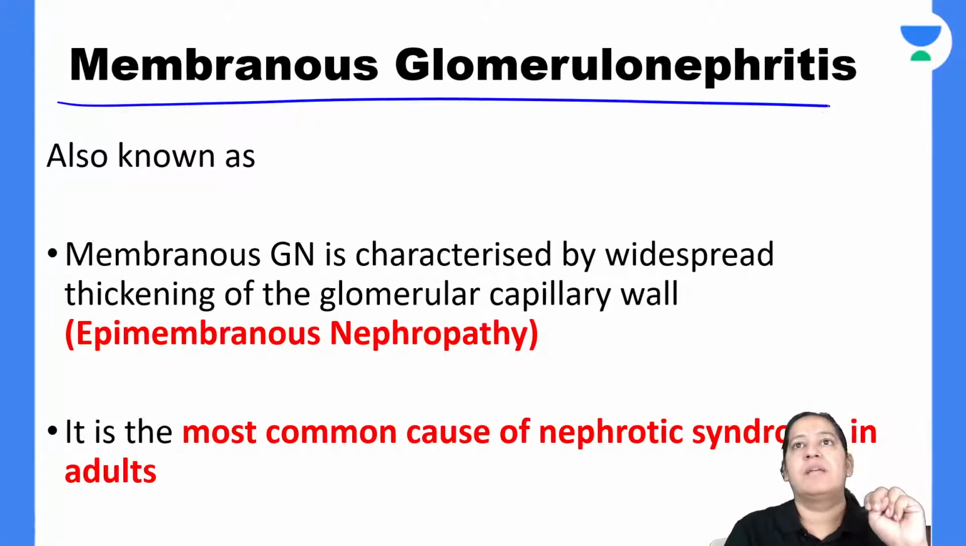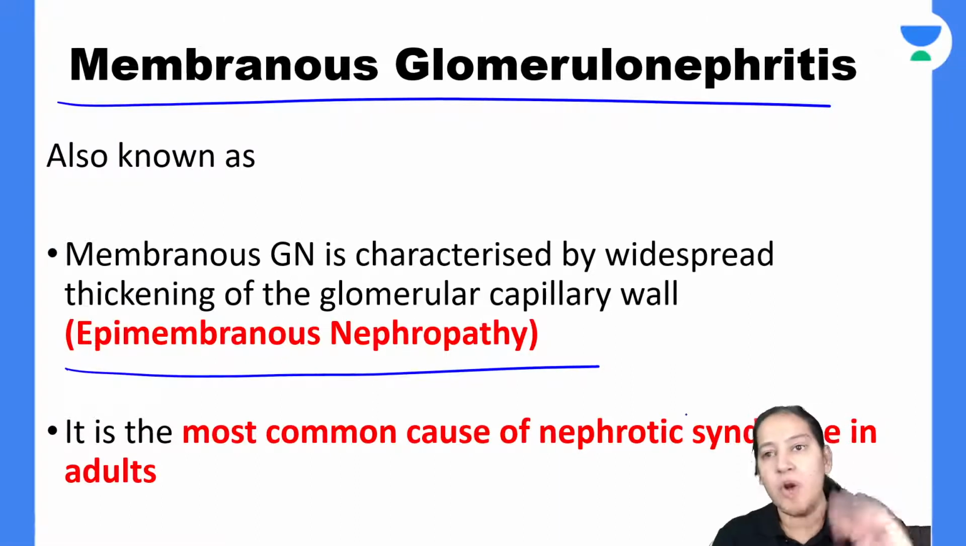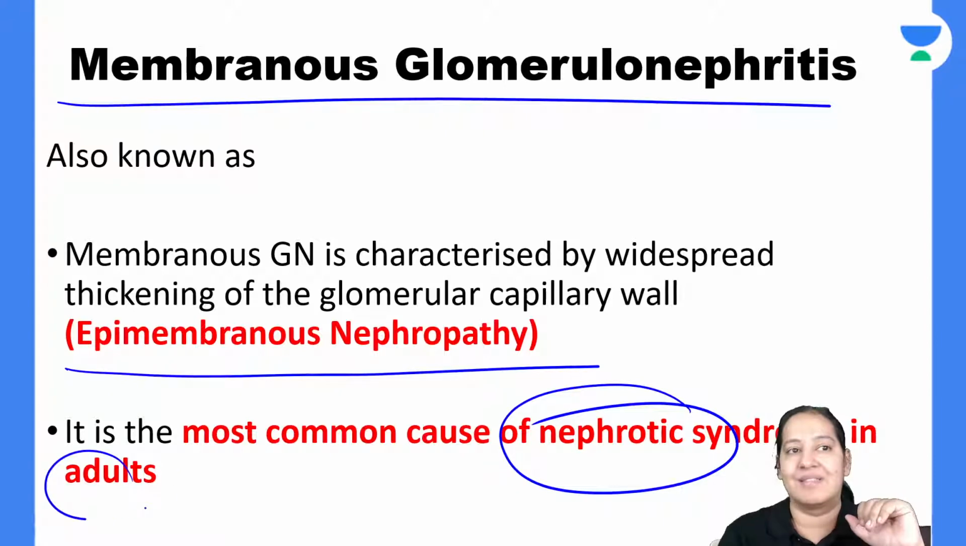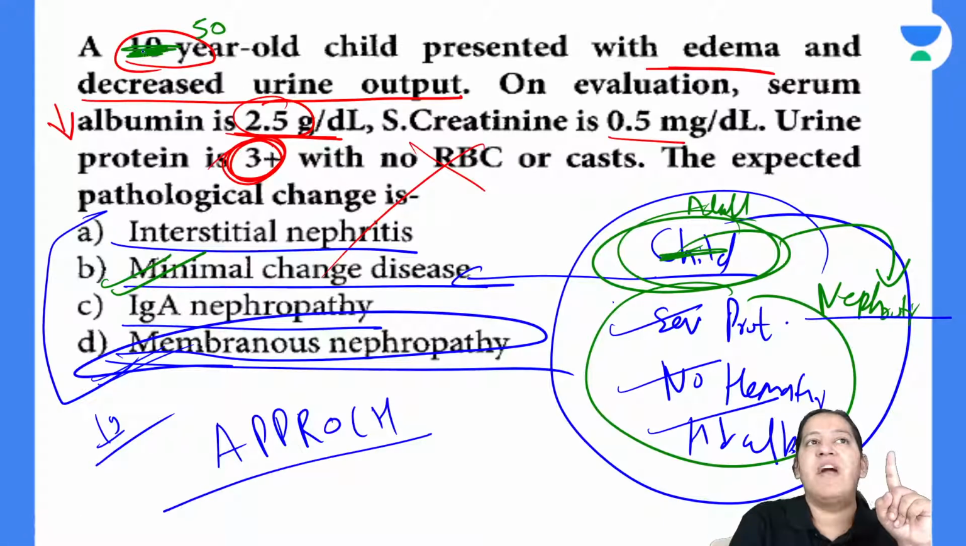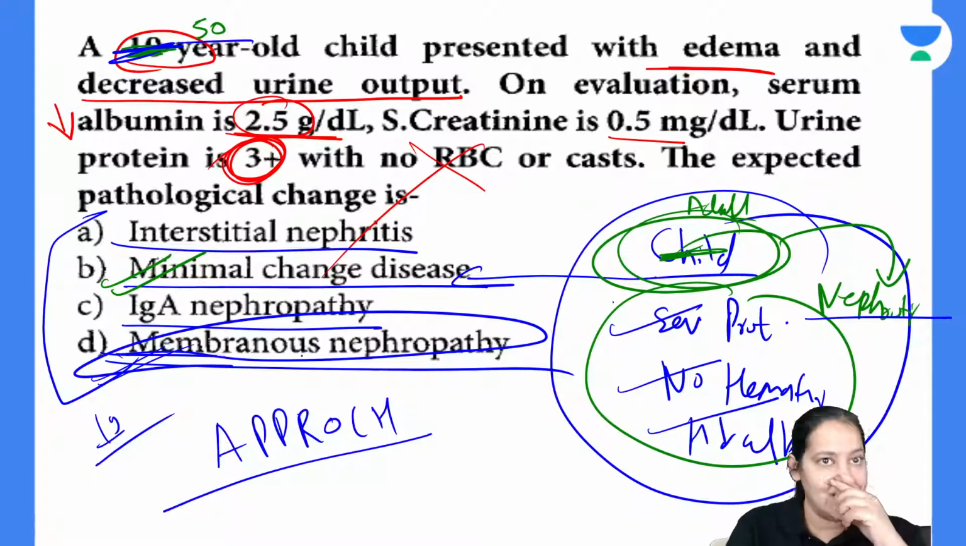Membranous glomerulonephritis is also known as epimembranous nephropathy. It is the most common cause of nephrotic syndrome in adults. I changed the age in the last question; if instead of 10, I take 50, my answer is membranous.